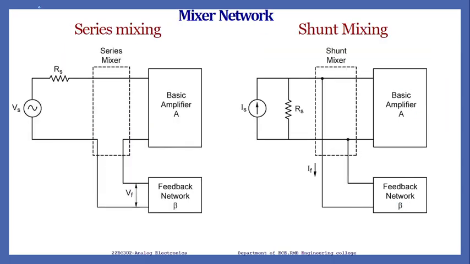Depending upon the mixing, that is, how the already existing input and the feedback signal get into the basic amplifier: if these are connected in a chain-like structure, that is called series mixing. Obviously we will be getting a voltage source with a series resistance. If the mixer, feedback and amplifier are connected in shunt, it means that we have a Norton equivalent circuit, that is, a current source with a parallel resistance.